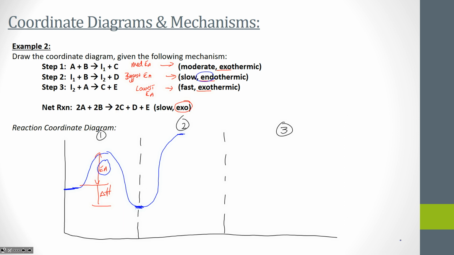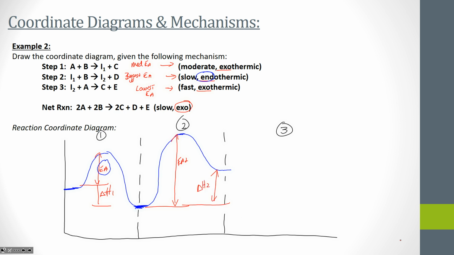And now this step is endothermic, so it has to end up higher than the beginning of the step. So I'm going to come down there, and that makes it higher than where I started. So if I do this, this is my activation energy of the second step. I'll call this EA1 and delta H1. And then this is my delta H of my second step.